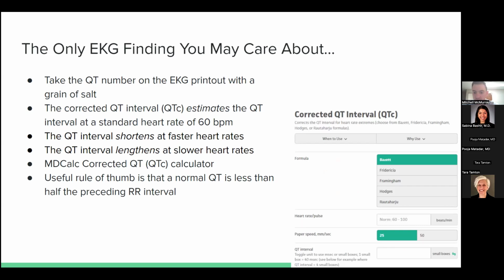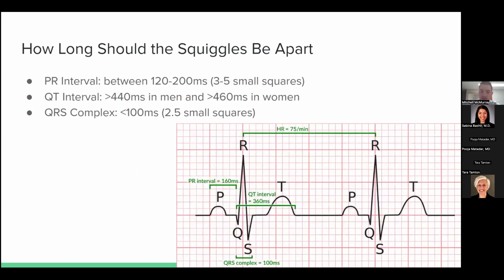If you don't have time to pop it into MD Calc and you're super concerned and need to make a decision right now, what we typically do as ER doctors, and what cardiologists do too, is look at the R to R intervals. As long as the QT is less than half the R to R interval, it's probably not prolonged. What I mean is the R to R interval here is the R's of each QRS complex, and right here looks like the middle between the two. As long as the end of the T wave complex is before this, it's probably not prolonged.